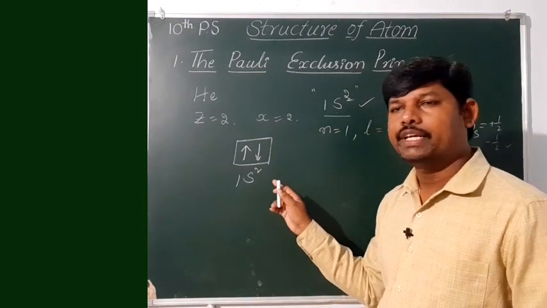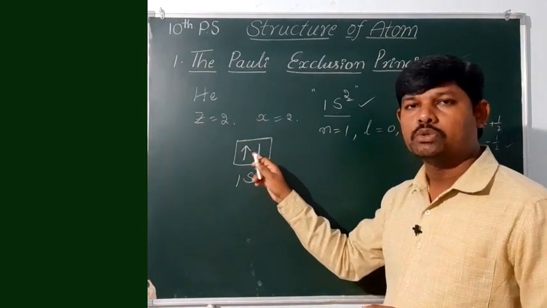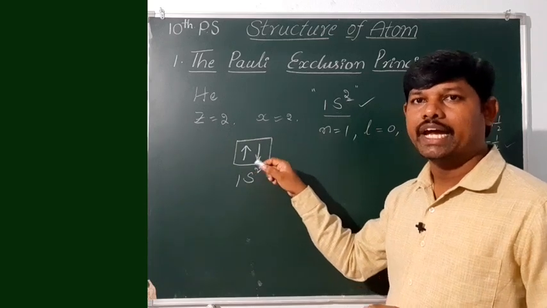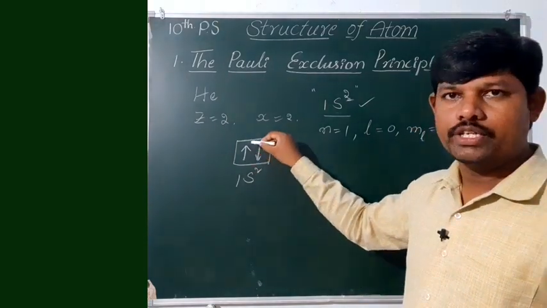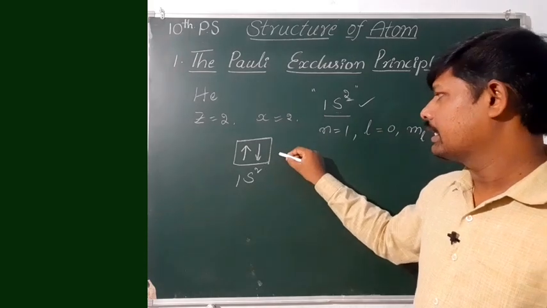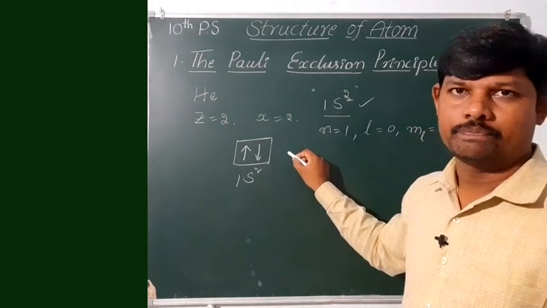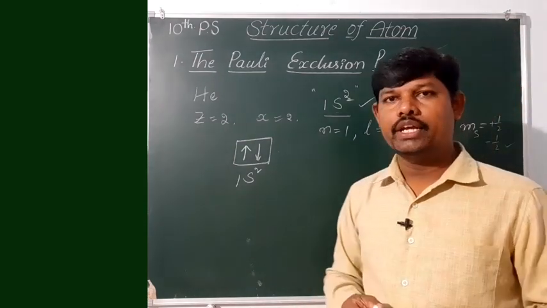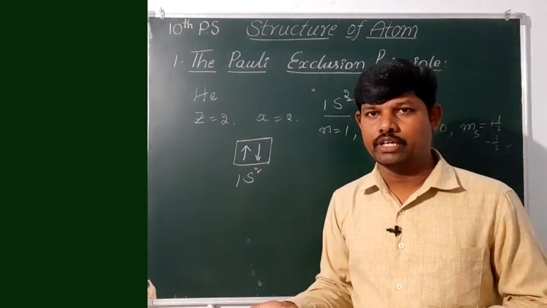So in the helium electronic configuration, the two electrons have anti-parallel spins. Anti-parallel means one is clockwise and the other is anti-clockwise. So that is why their spins are anti-parallel. Okay. So now the next question is, how many electrons can occupy an orbital?